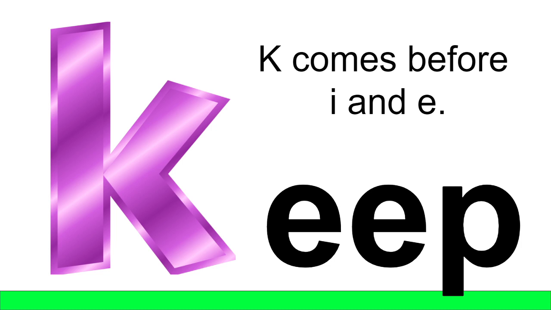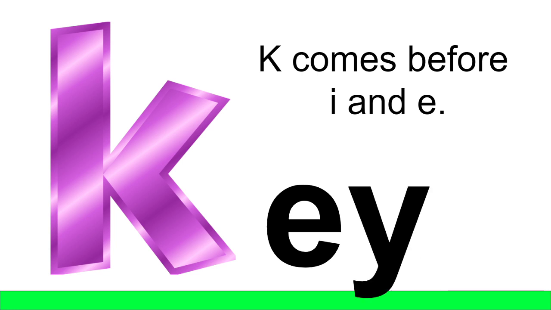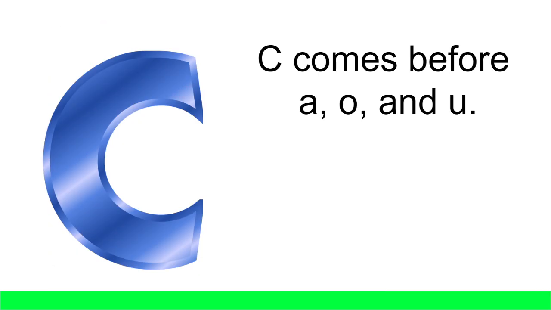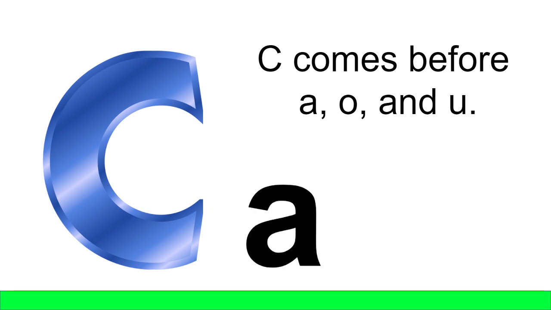K comes before I. And in the word keep, except this time the K comes before the letter E. The same is true with the word key. K comes before E. Well, what about C? We learned that C comes before A, O, U.